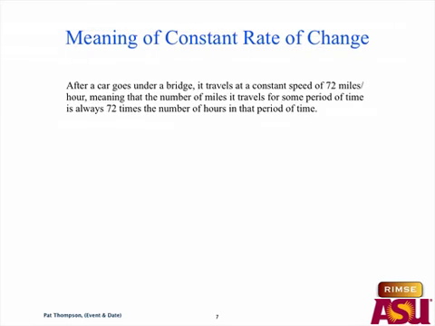Let's get a context here. After a car goes under a bridge, it travels at a constant speed of 72 miles per hour, meaning that the number of miles it travels for some period of time is always 72 times the number of hours in that period of time. If this represents constant rate of change, we want to be able to identify what is delta y in this. If you were to underline or circle a phrase in this little paragraph to identify what delta y is, what would you do? Talk to the person next to you. What do you think delta y is in this scenario? Go.